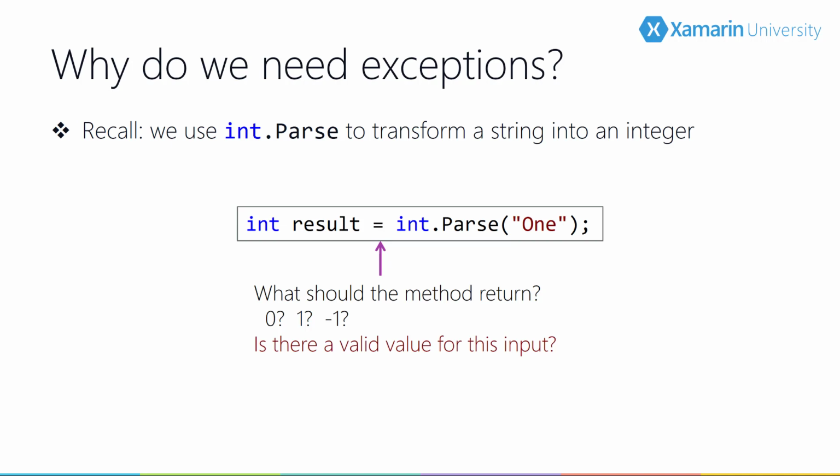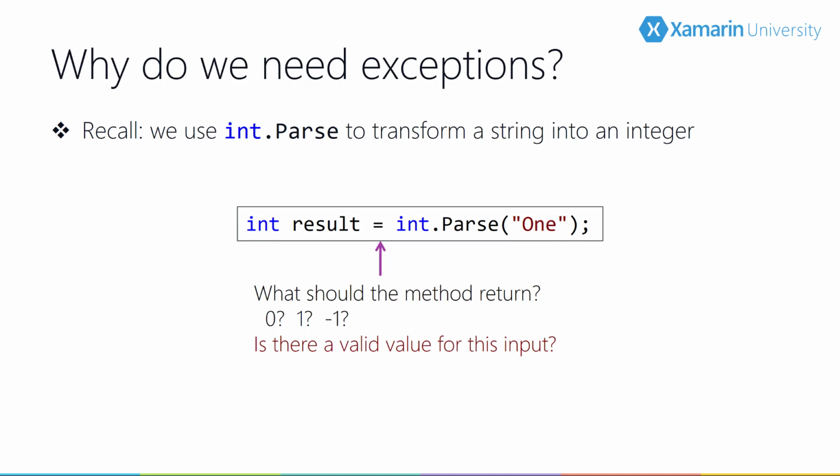So the next question that comes up is, why do we use exceptions instead of just returning some type of value to indicate a problem occurred? For example, take a look at this int.Parse method. We've used this many times in the past. Int.Parse is responsible for taking a string and converting it into an integer. But look at this example.